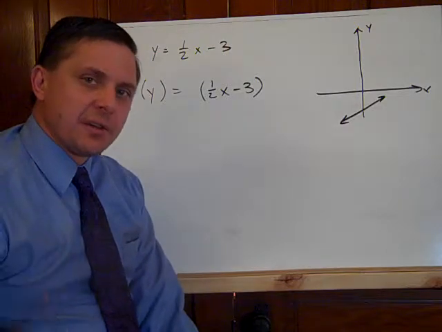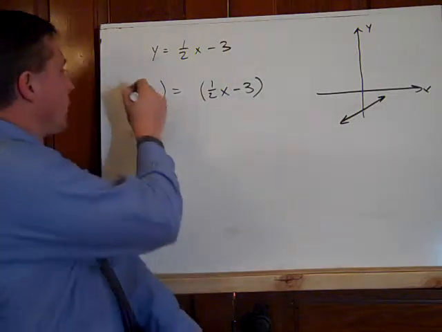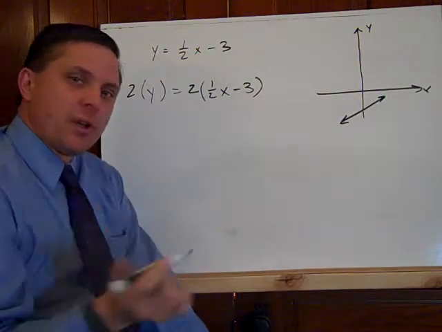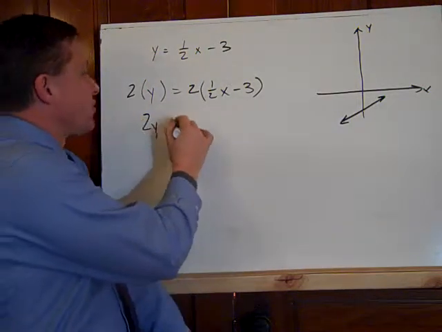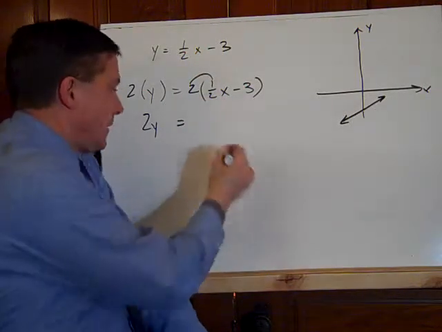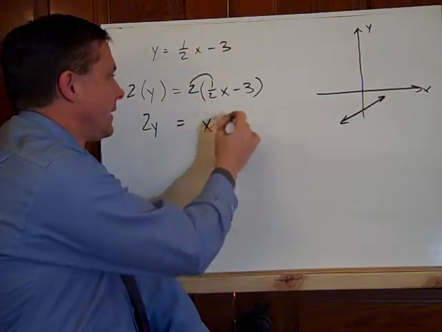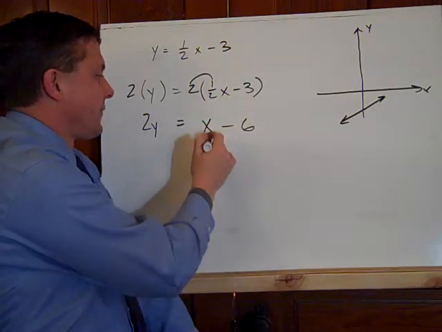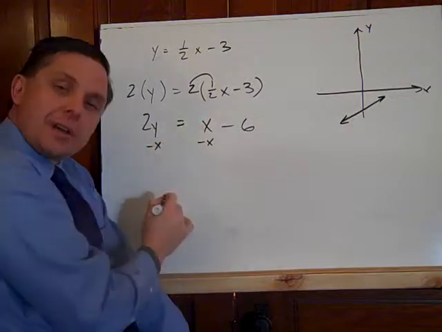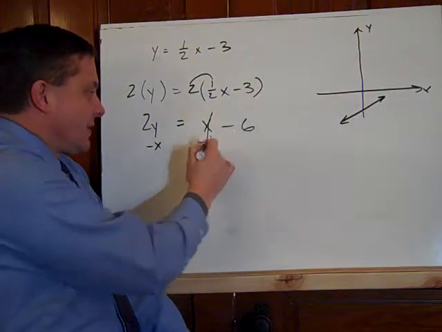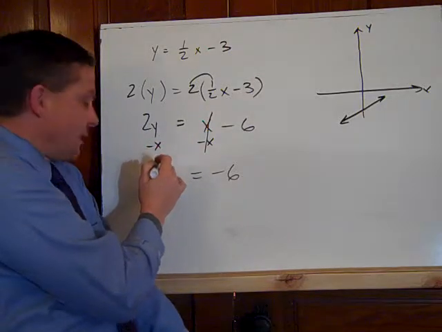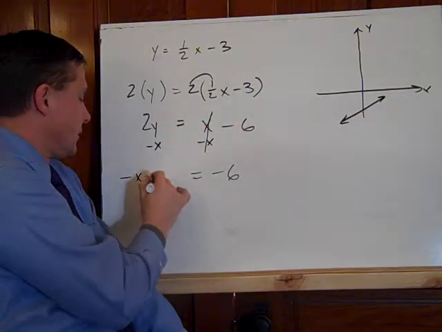And you shouldn't want to do this. I want to show you something we're doing. And I want to prove to you that I can do anything I want as long as I do it to both sides. I get 2y, and when I distribute over here, 2 times 1/2 is 1. So I get x, and I get -6. And then I can move the x to the other side by subtracting x on both sides. These cancel, and I get -6 on the right. 2y and -x are not like terms, so I'll write it as -x plus 2y.